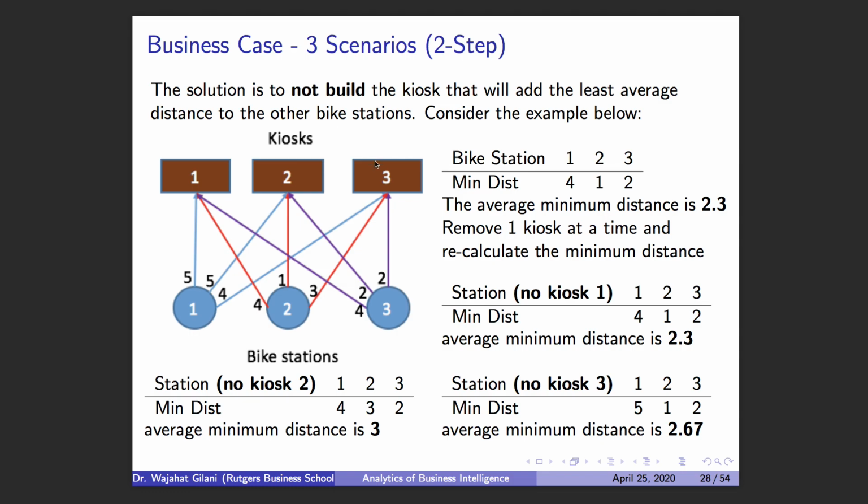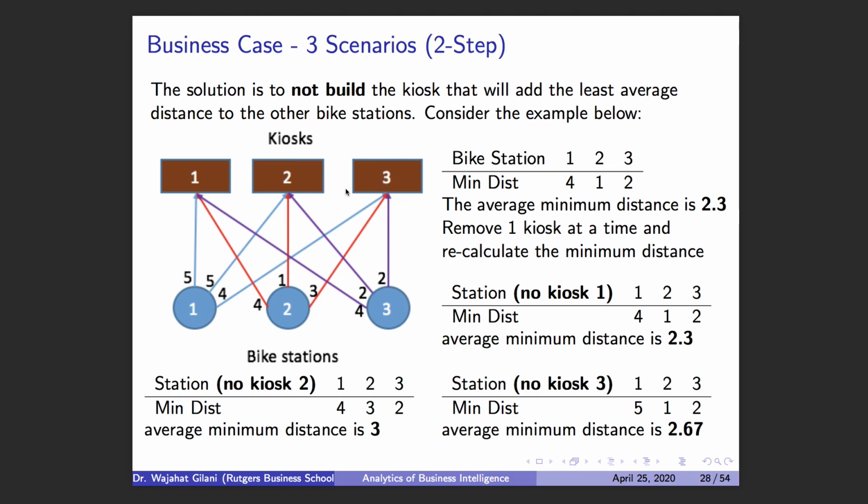All right, so how do we do this? Very simple. Let's use this example right here: 3 kiosks, 3 bike stations, 1, 2, 3 and 1, 2, 3. Here's the distance from this bike station to this kiosk, bike station 2 to this kiosk, bike station 3 to kiosks 1, 2, and 3. And obviously these lines are dictating the distances. So this is 5 miles, 4 miles. Bike station 2 to kiosk 2 is 1 mile. To 3 it's 3 miles, etc.